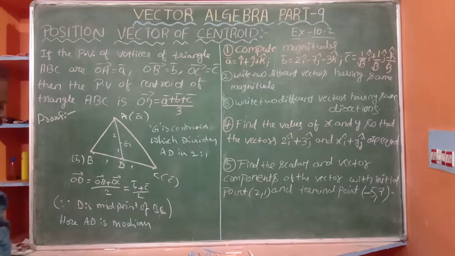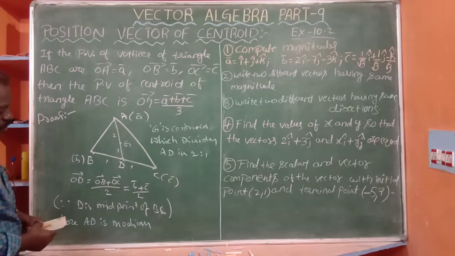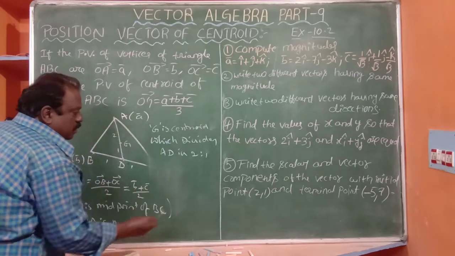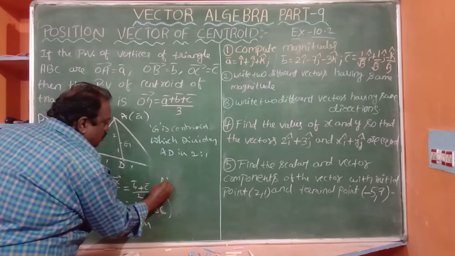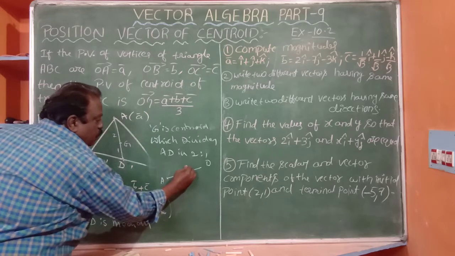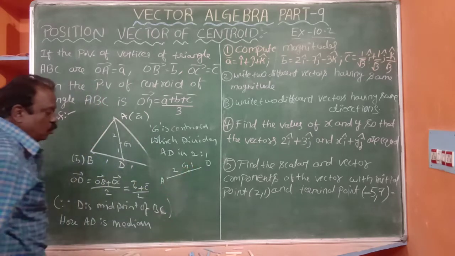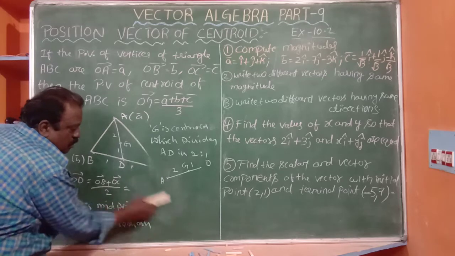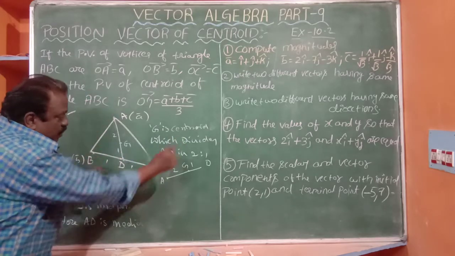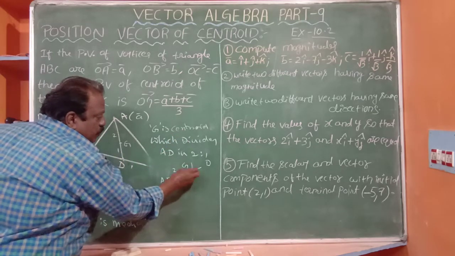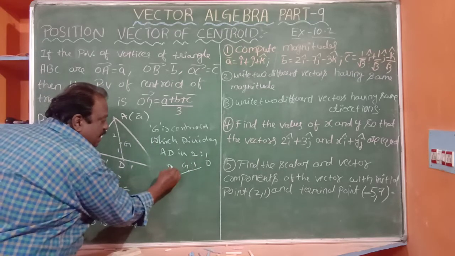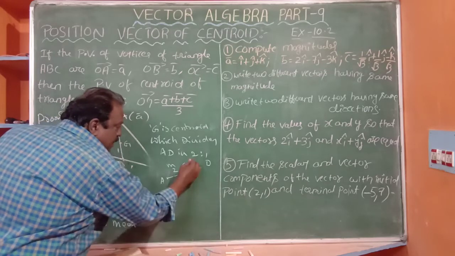Observe it. I remove this one and write here. A is there and D is there, just to assume. Here the G point is there. It is in the ratio 2:1. I am removing this one and writing here. So we are taking AD simply. We need the centroid. Centroid G divides AD in the ratio m:n.